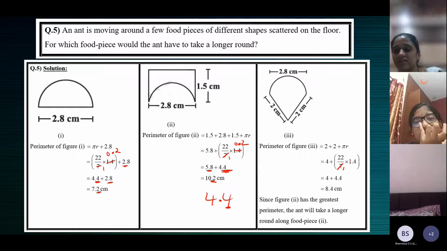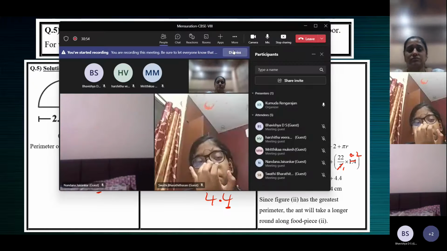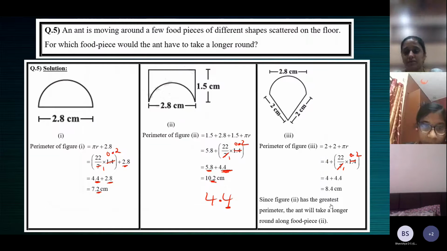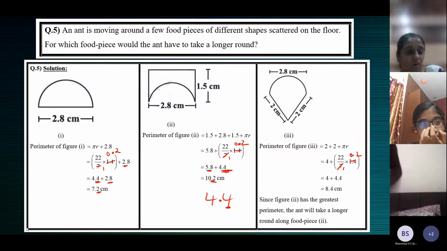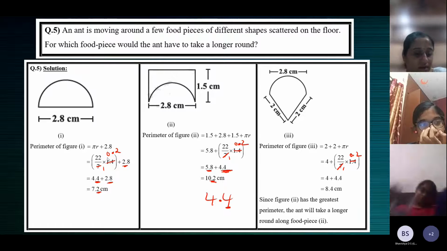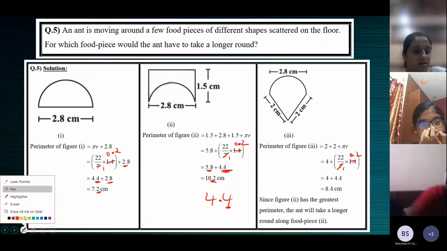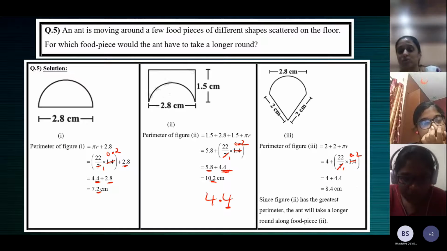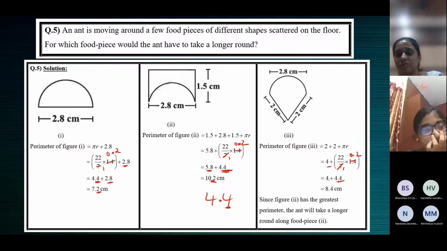Similarly, 7 ones are 7, 0.2 times. 22 into 0.2 is 4.4. I'm sorry, I'm just not getting the... Okay, yeah. So 22 into 0.2 is 4.4, plus 4.